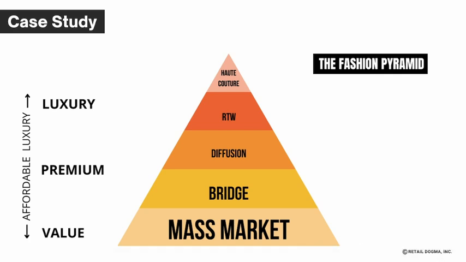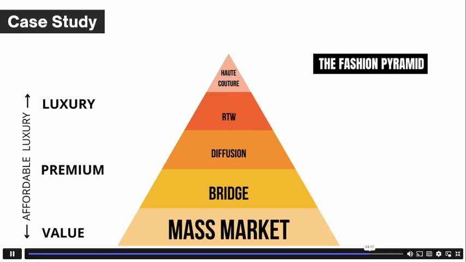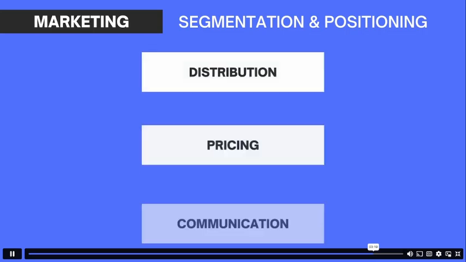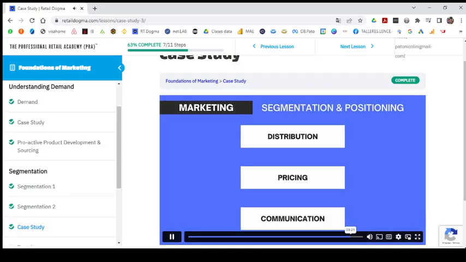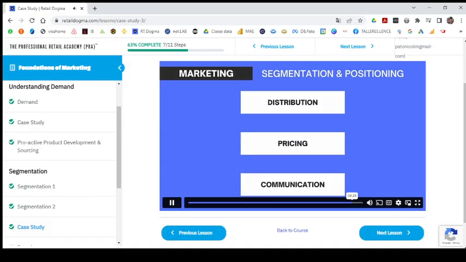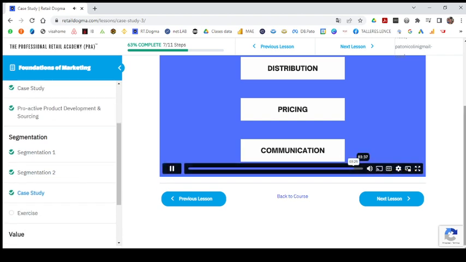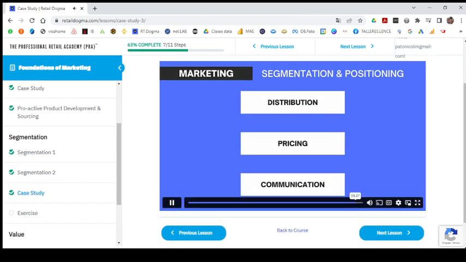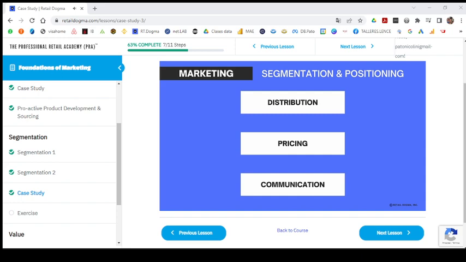This is a classic example of wrong positioning, and this is the main reason why segmentation and positioning should dictate the brand's distribution strategy, pricing strategy, and communication strategy. They all go hand in hand, and that's why the marketing fundamentals should be understood and applied by everyone making any of those decisions, and not only the marketing department.